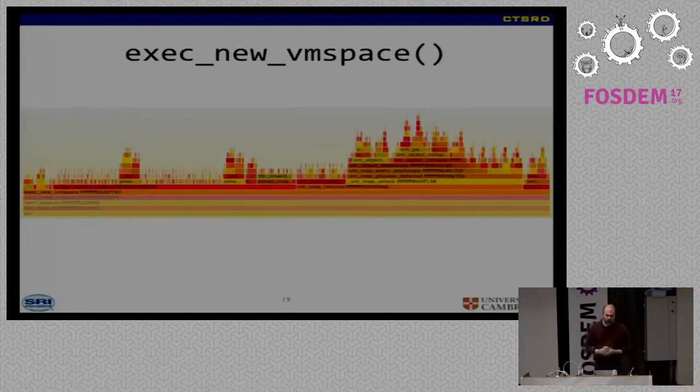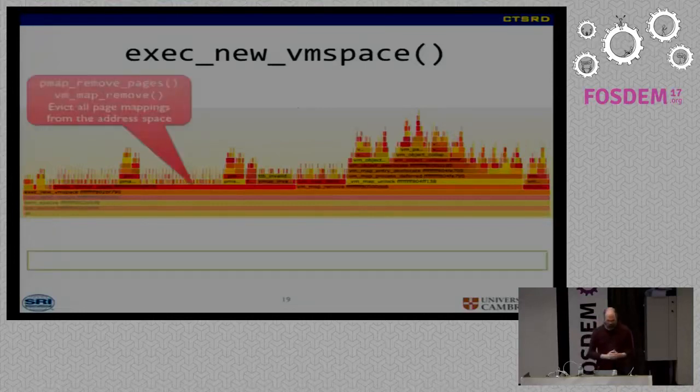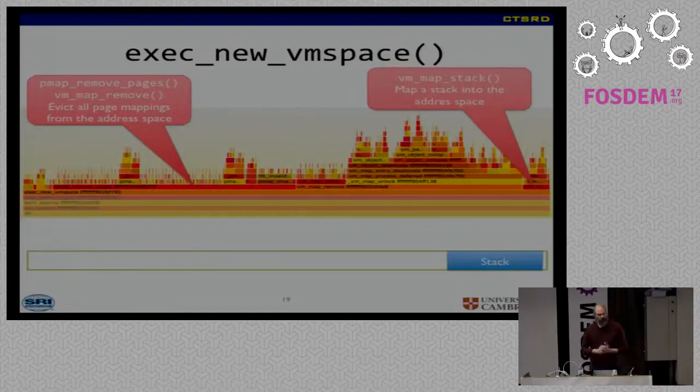So the first bit of the image activator is a call to exec new namespace, which does kind of what you might think, which is to say it takes the process and rips all the VM space out. So it rips all the page mappings out, and you end up with an empty process which has no memory behind it. Internally, it rips out all the pages, and then it maps a stack, an initial stack, into the process address space. So you can see down here at the bottom.